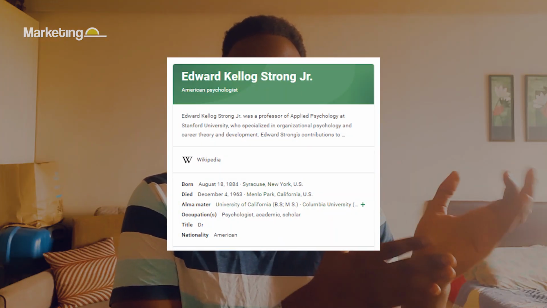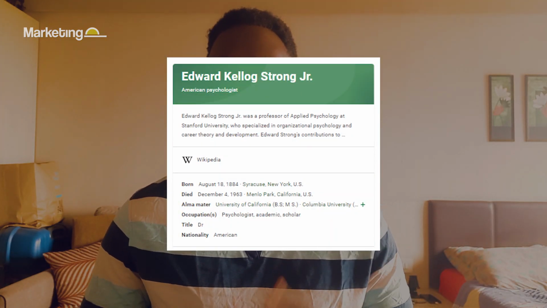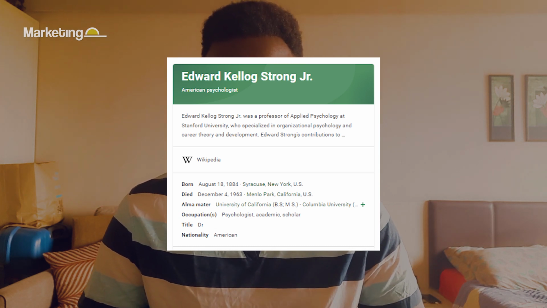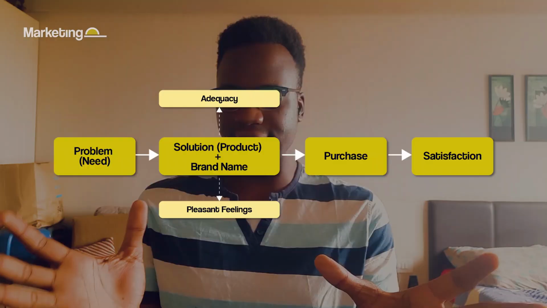Today we'll be discussing the buying formula theory of selling. This is a theory of selling that focuses on the buyer's perspective as they make a purchase decision. While the origin of this formula or this theory is unknown, Edward Kellogg Strong Jr. is said to be at least a modifier or contributor to this theory. And it looks like this.